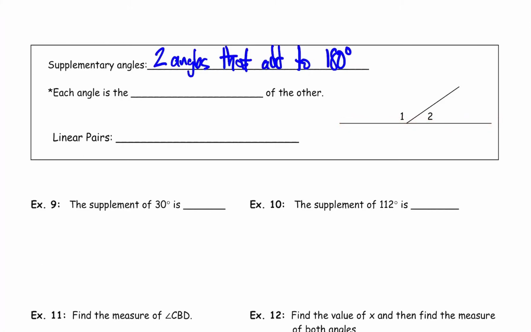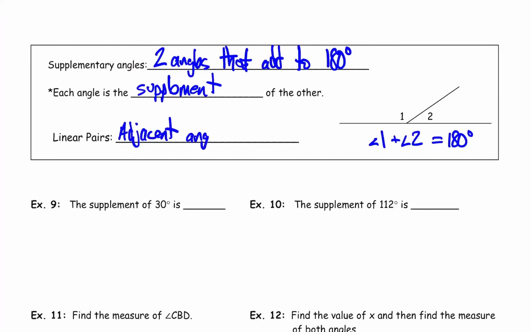We say that each angle is the supplement of the other. All right, so again, if you want to create a little equation over here from the diagram, you could say angle 1 plus angle 2 equals 180 degrees. Linear pairs, that root word here, line and pairs, we're not really going to work with this a whole lot, but it is a definition you probably should know. Linear pairs would be adjacent angles that are supplementary.